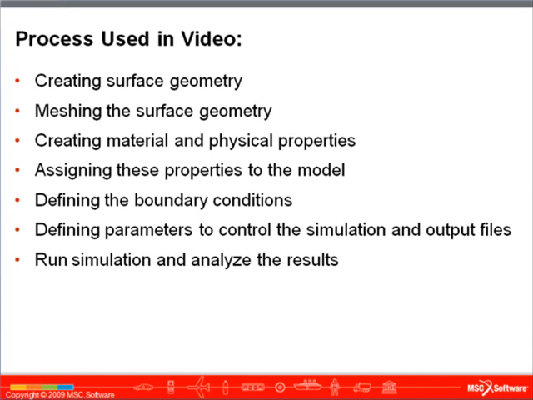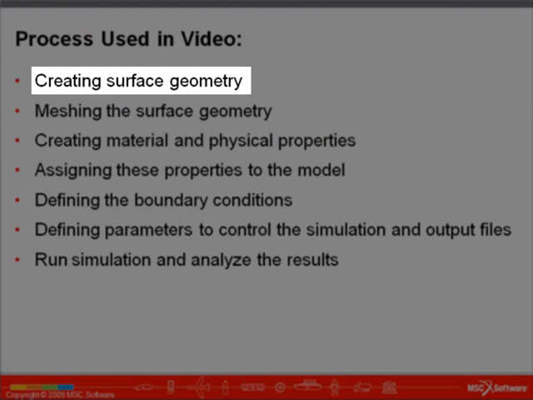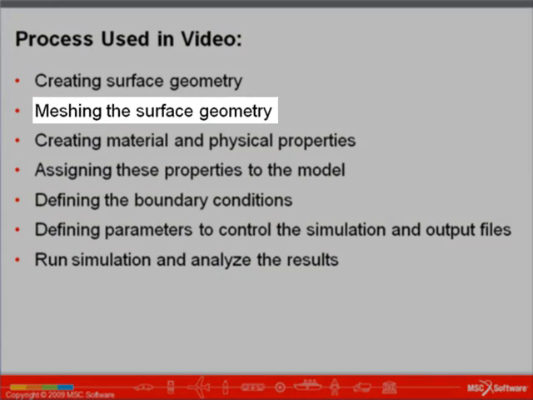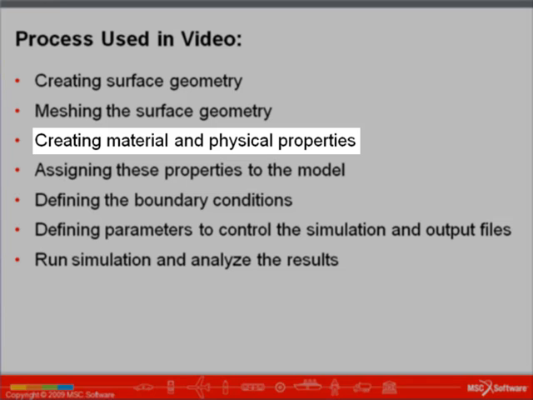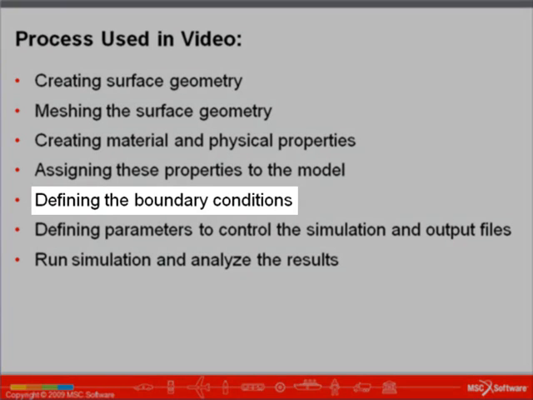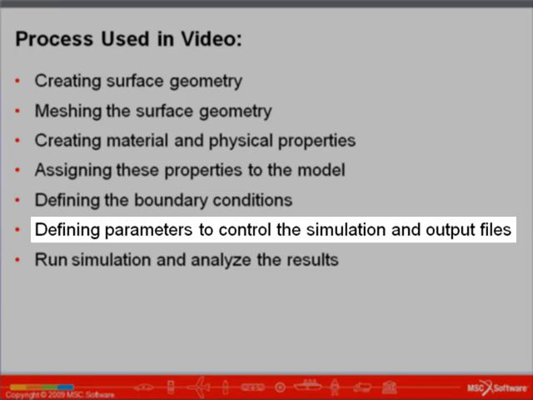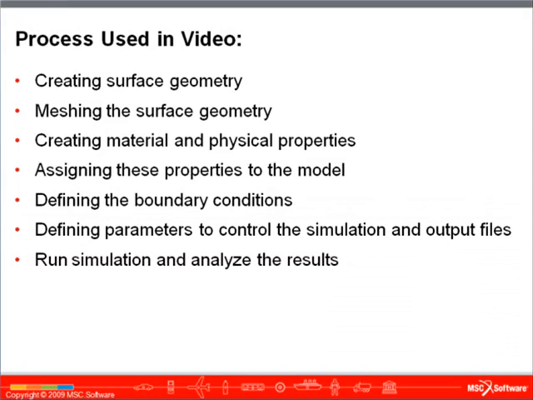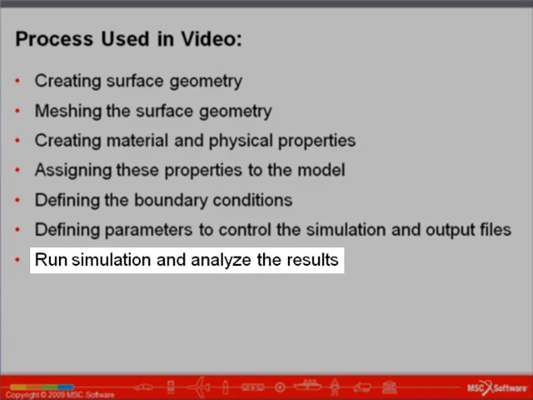So for the exercise steps, first we will create a surface geometry of our desired model. Then the surface will be meshed using the surface mesher option. We will then go on to create material and its physical properties and assign these properties to our meshed model. Define the boundary conditions, constraints and contacts. We shall then define parameters to control the simulation and output results. And finally, run the simulation and analyze the results.